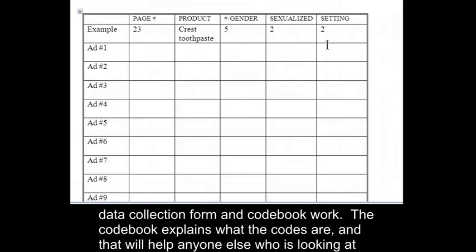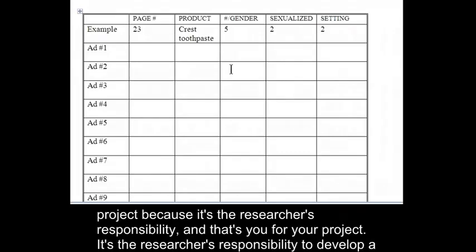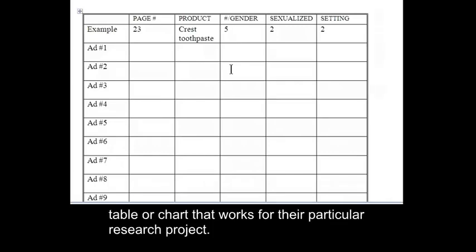So this is how a data collection form and codebook work. The codebook explains what the codes are, and that will help anyone else who is looking at your research understand as well. The data collection form is this chart, and it will look different for every content analysis research project because it's the researcher's responsibility, and that's you for your project, it's the researcher's responsibility to develop a table or chart that works for their particular research project.